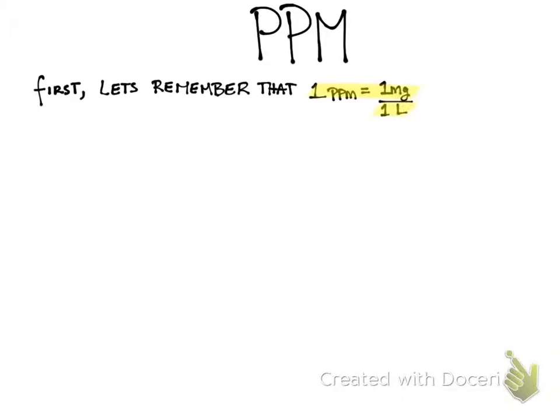So this question is asking us to convert a percent mass volume into parts per million. So first let's remember that 1 part per million is the same thing as dividing a certain amount of milligrams by a certain amount of liters. Right? So 1 part per million is 1 milligram out of 1 liter. The important information in this example is the fact that there is 0.15% mass volume. So that's the number we're going to use.